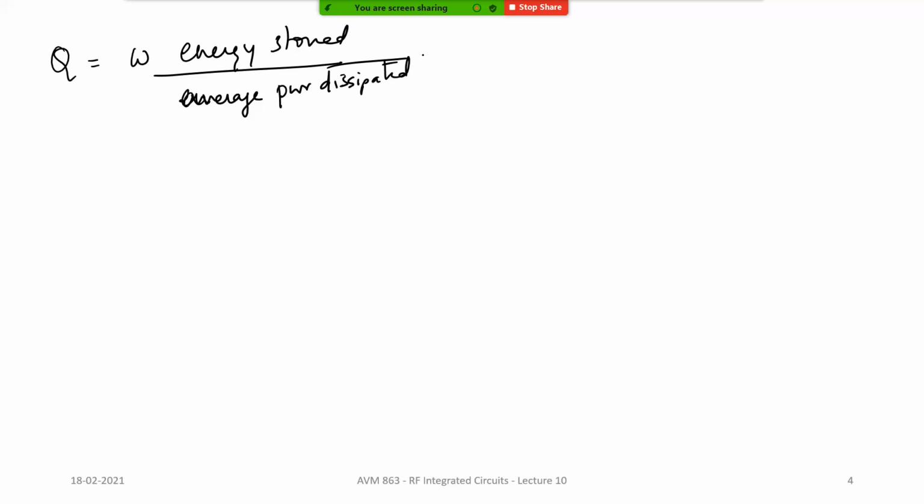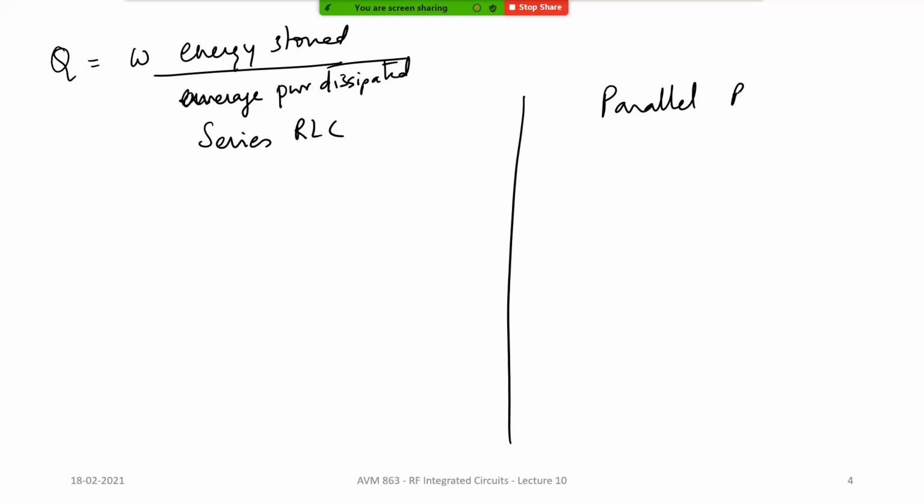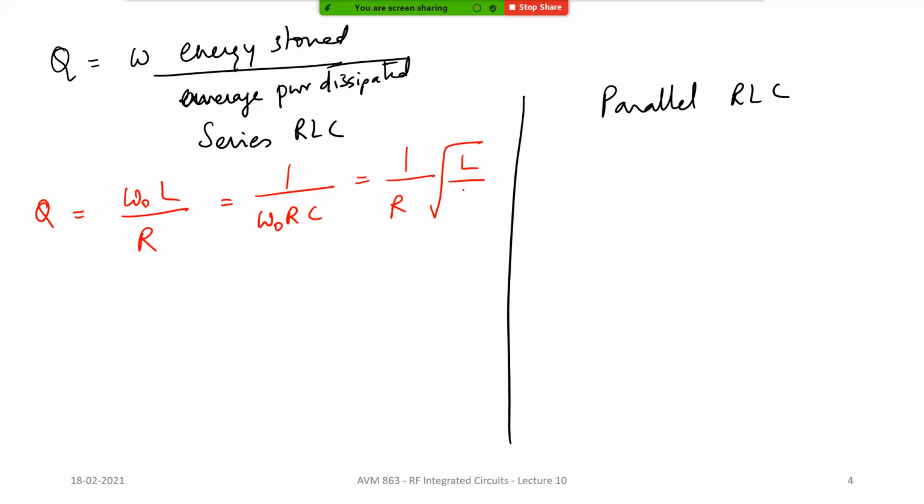So in the interest of time, for the series RLC and the parallel RLC, these are things that all of us have already studied. Okay, the Q is given as what? Omega naught L by R, which is also given by 1 by omega naught RC, which is also given by 1 by R root of L by C. So if you get one of the expressions, you can always get the other, right? You just substitute for omega naught, basic algebraic manipulation, and you end up with this.